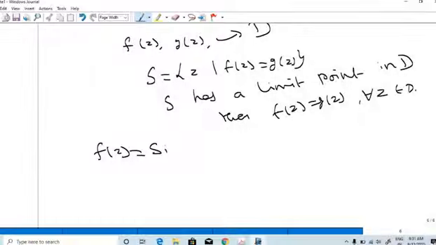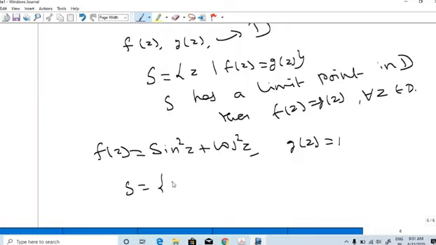sin²z + cos²z. Take g(z) equal to 1. So again, S is the set of all z such that sin²z + cos²z = 1. We collect all the z satisfying this condition. A real number is always contained. Therefore, R is a subset of the set S, because all the real numbers x satisfy sin²x + cos²x = 1.